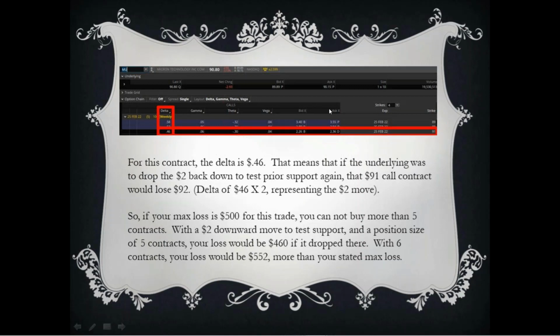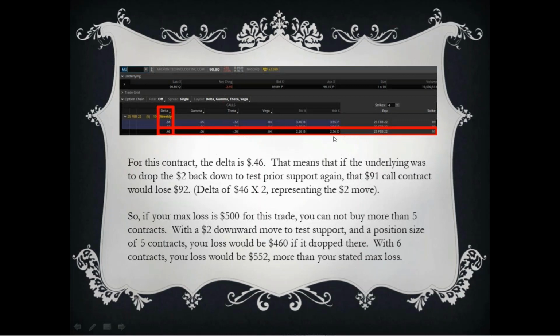Okay, so the ask is 236. Remember, those are Friday's prices. We don't know what it would be tomorrow at open, but we have to use a number. So we're going to use Friday's price, 236. So if MU opened at $91 and dropped, actually it's 90.8, so it's not exactly, again, remember, we're rounding up. So if MU were to drop $1, this contract would drop by $46.